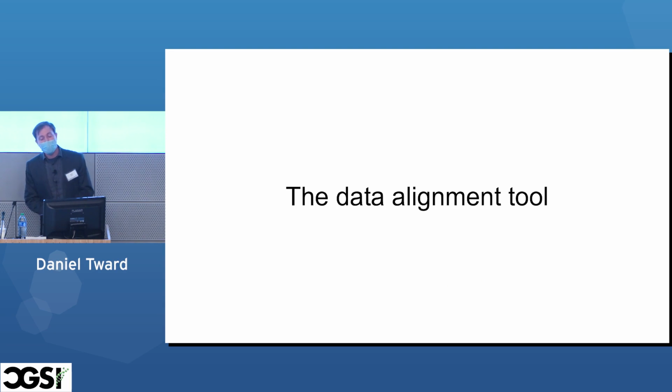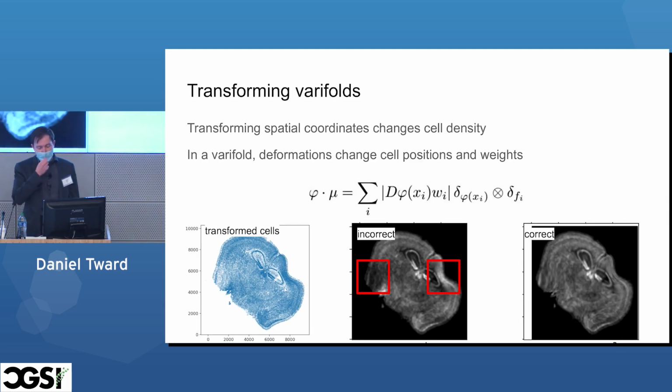So over the past year or so, we've been building a tool for aligning data sets, spatial transcriptomics data sets. There's one issue that needs to be identified before we can actually use this tool, and this points to another nice feature of varifolds as a model for our data, which is that when we transform spatial coordinates, this is going to change cell density.